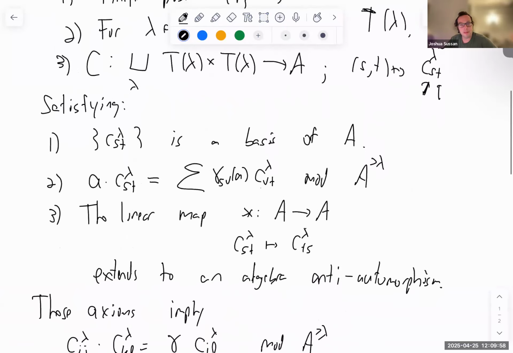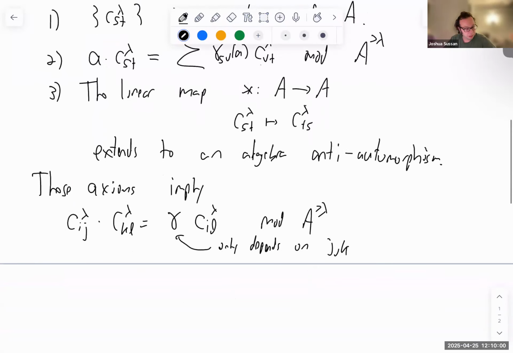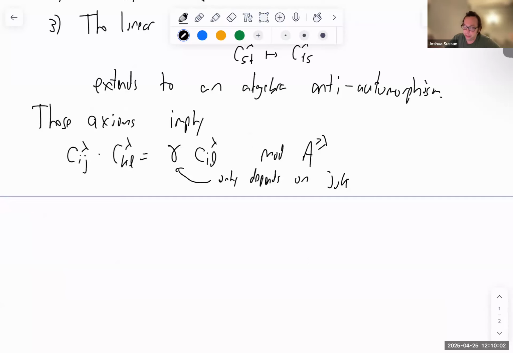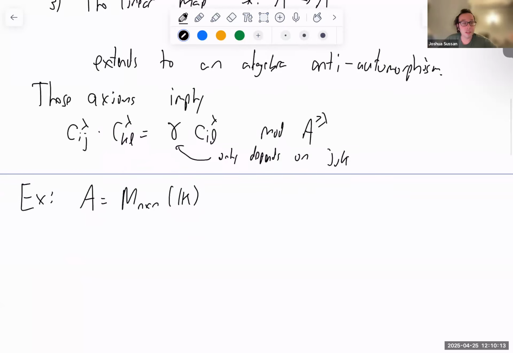Okay, and again, stop me if you have any questions. So maybe now it's time for a couple of key examples. So first example is, as I alluded to, we look at n by n matrices over our field K. It turns out that this can be made into a cellular algebra. Okay, so what's the cellular data? So first of all, our finite poset just has one element. I'll just call it alpha.